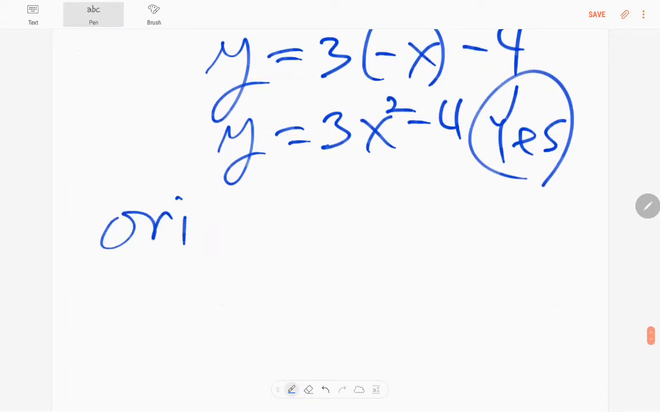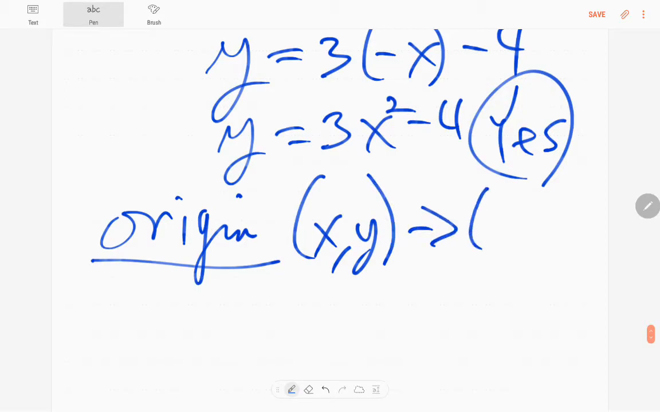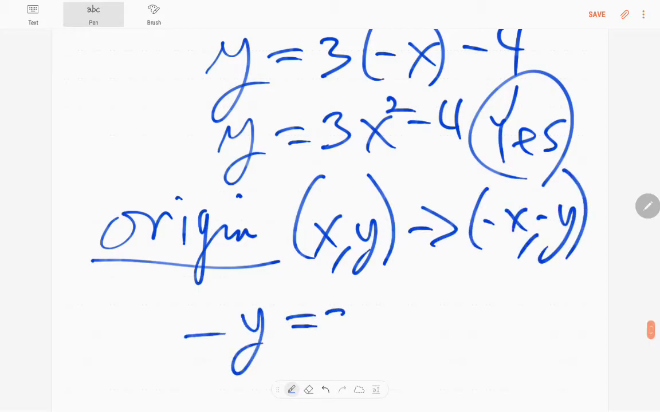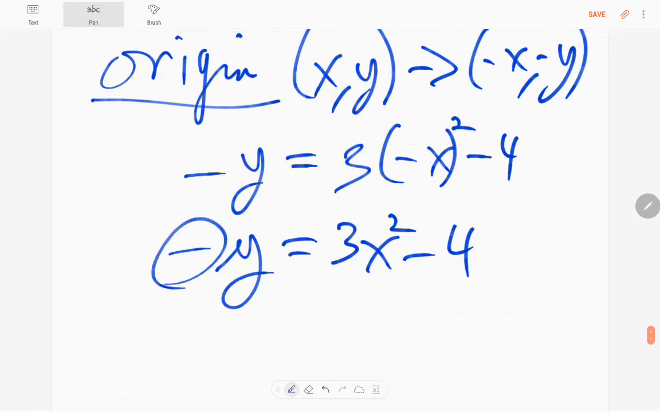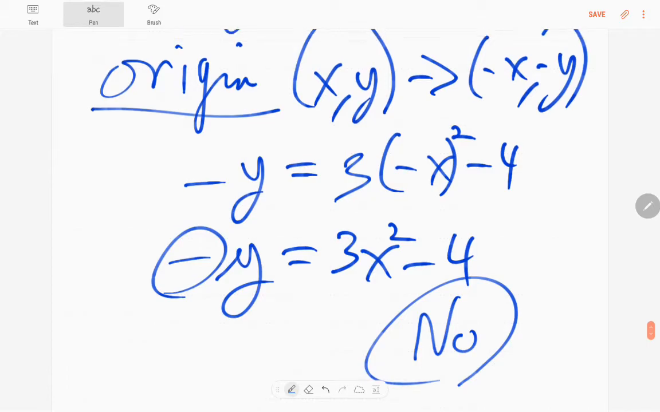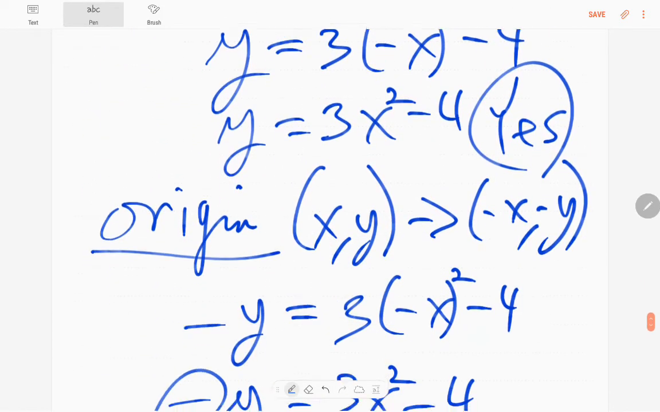What about the origin? Well, you're supposed to replace both x and y with their negatives. If I do that, I get this. And I can simplify the negative on the right-hand side there a little bit because it's being squared, but there's nothing I can do to get rid of the negative sign in front of the y. So this one does not pass the test for symmetry with respect to the origin. This one is only symmetric to the y-axis.